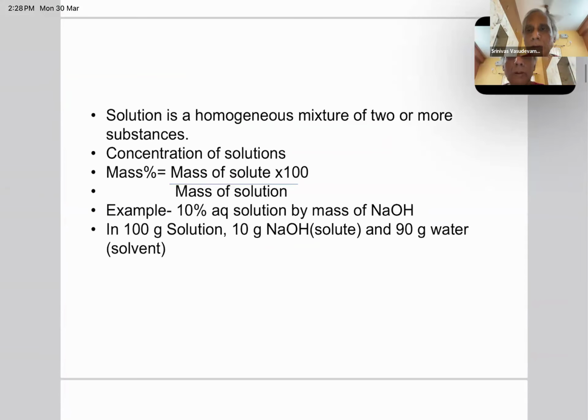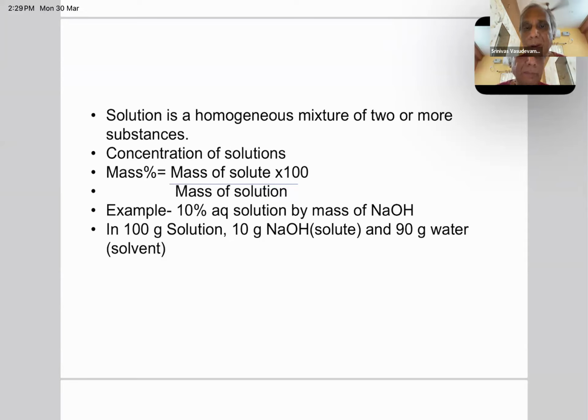Solution is a homogeneous mixture of two or more substances. Concentration of solution can be represented in many ways. We will see some ways of representing concentration of solution. One is mass percentage. It is the amount of solute present in 100 gram solution. Mass percentage is equal to mass of solute divided by mass of solution into 100.